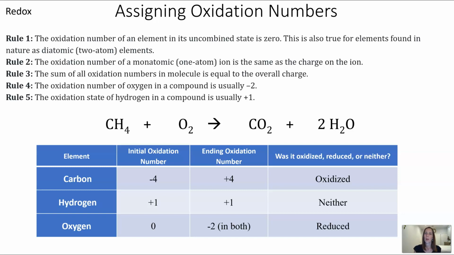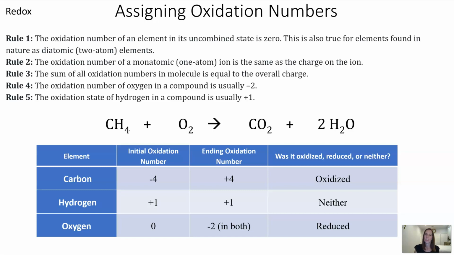So remember, when you gain control of electrons, you become more negative, and that means you are reduced. That's what happened to oxygen. Where did those electrons come from? Who lost control of the electrons? Carbon lost control of the electrons.